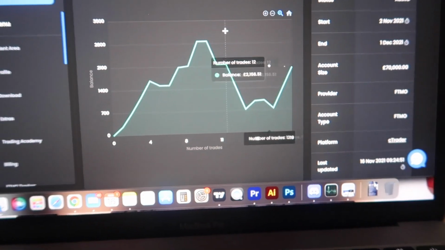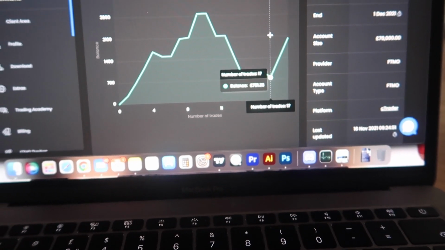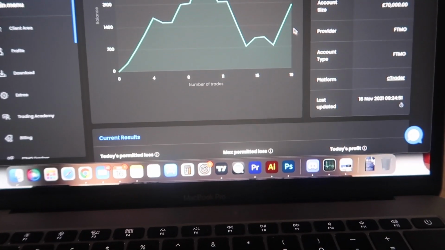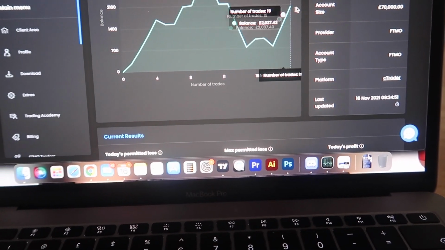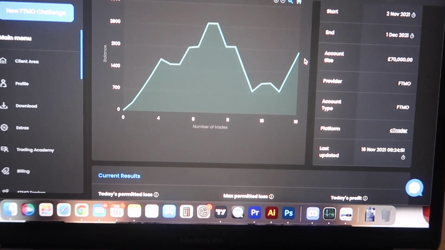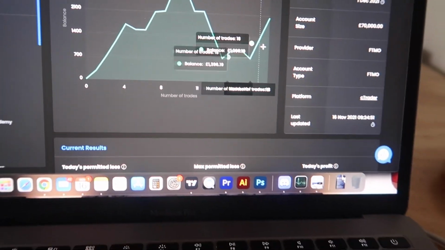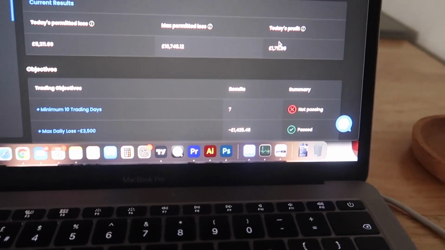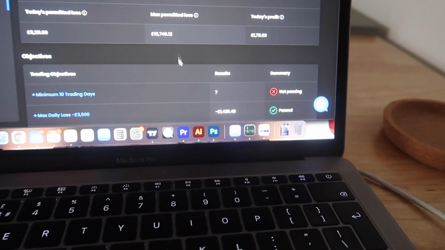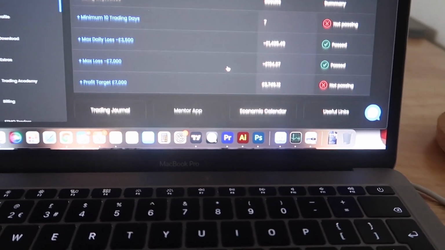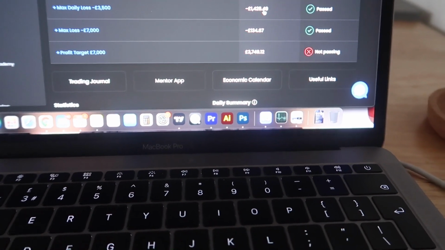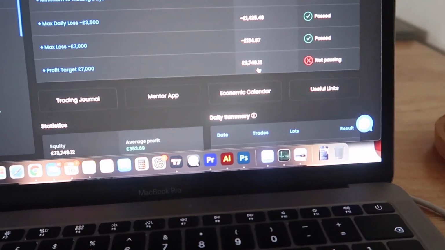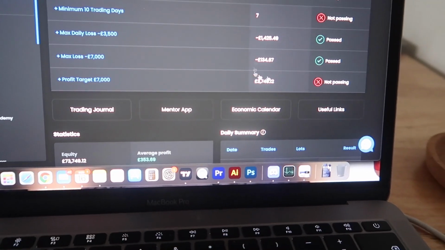Just to give you guys a quick update on the back end. It wasn't as high as it is. Technically, if I close all my trades now, I'll be higher than this. I'm up like 5-ish% at the moment. Today's profit is 1,700. I haven't actually closed out of anything yet. I've got 7 days in. I'm up 3,700, but that's including equity, so that's not quite right.